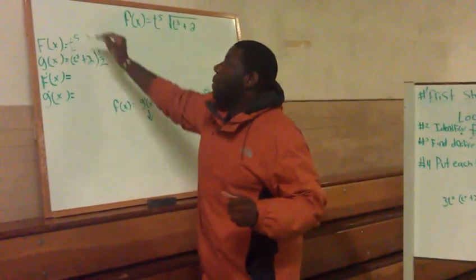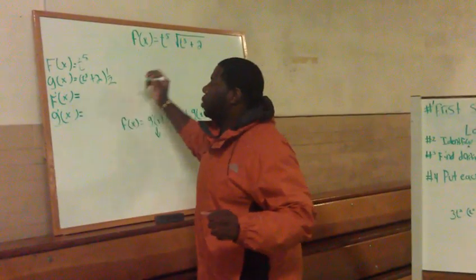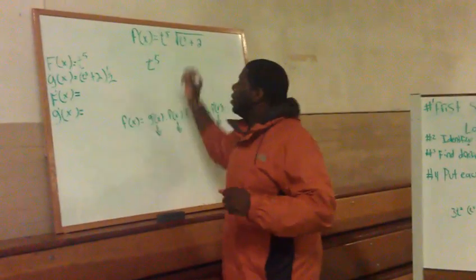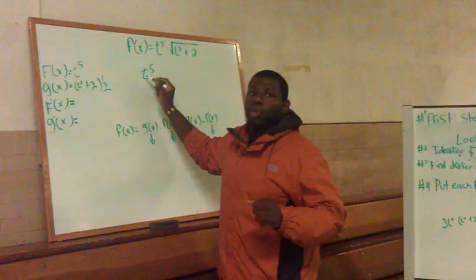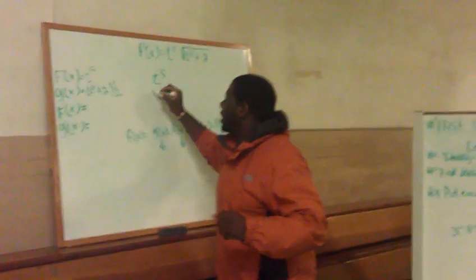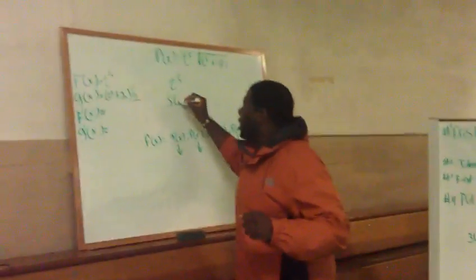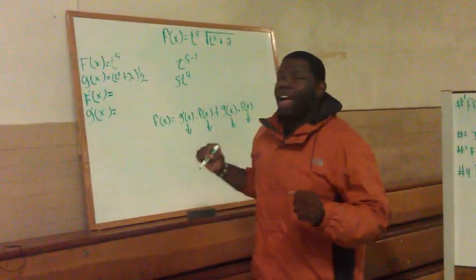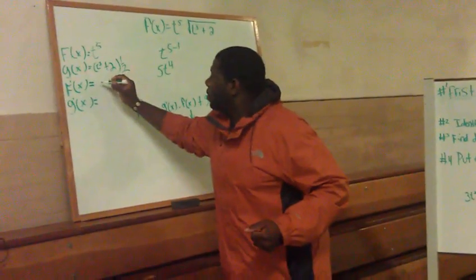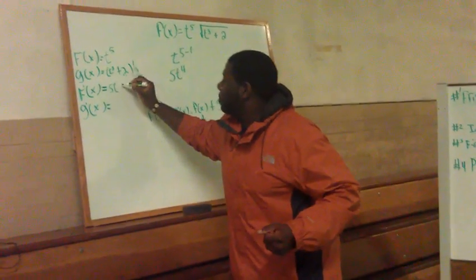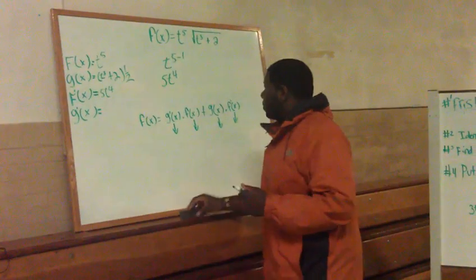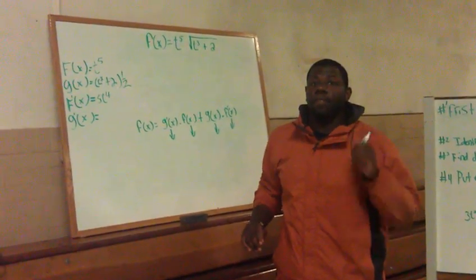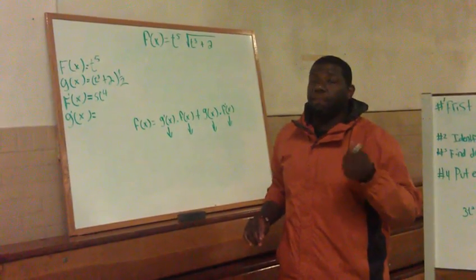So finding f prime of x would equal t to the 5th power. Now let's find the derivative. 5 times 1, we all know that there's an invisible 1 here, would give us 5t to the 5 minus 1, which is 4. So f prime of x equals 5t to the 4th power. Now we have to do the same step for g prime of x.